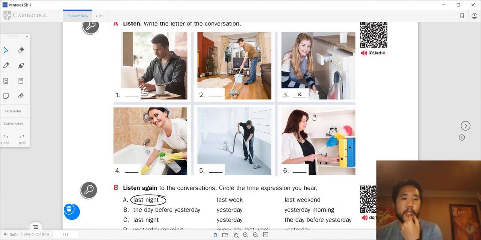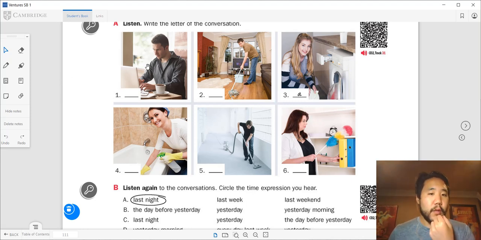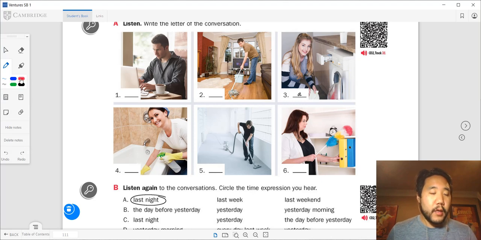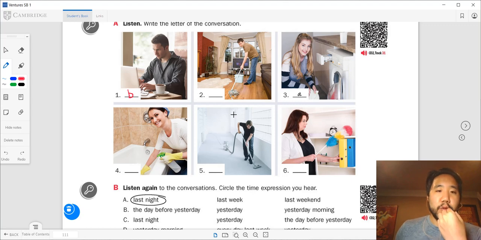Then based on the conversation or the audio that we just listened to, the answer for number 1, let's do number 1 first, is B. So number 1, the conversation B talked about paying bills. So based on that, if we look at all these pictures, where do you usually pay bills? Or what kind of tools do you use to pay bills? You know, we pay bills by using a computer or a laptop, right? And that's what it looks like in this picture. So we can say the conversation B is for number 1.